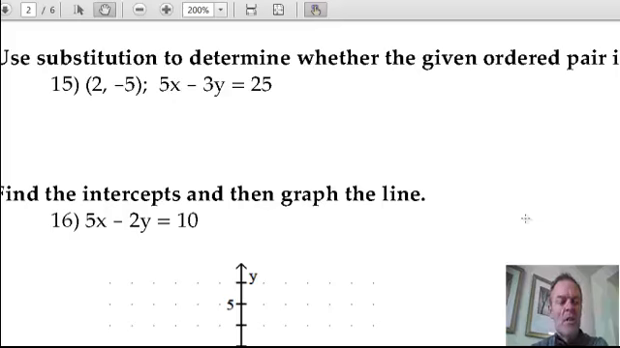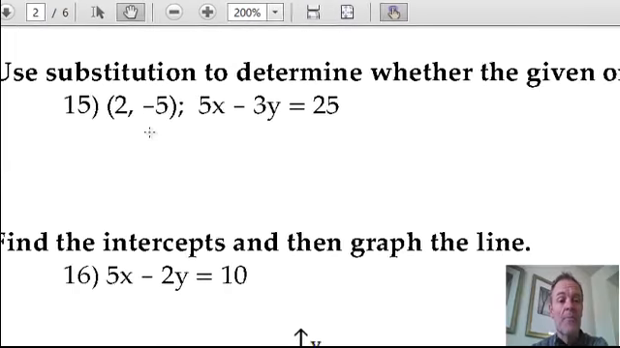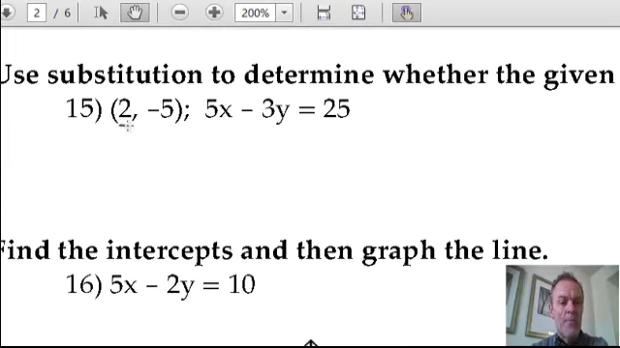Okay, so this question here, question 15, is just asking whether this ordered pair works in this equation. So if x is 2 and y is negative 5, I'm going to put a 2 here because x is 2, that'll make 10. If I put a negative 5 here where the y is, negative 3 times negative 5 is... oh, looks like it does work. Is that right? Yeah, 10 equals 25.